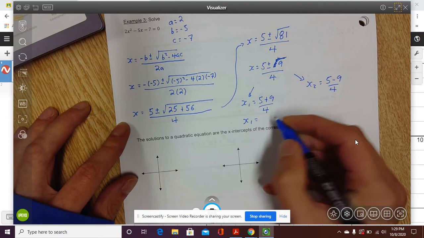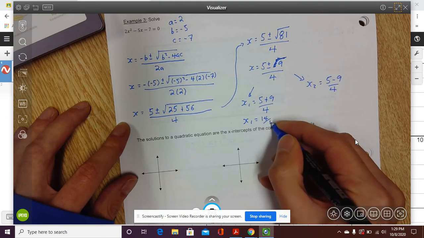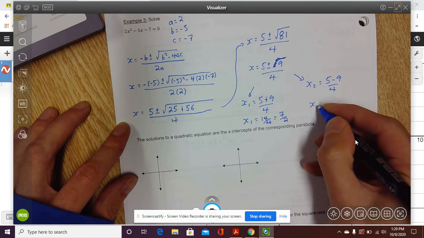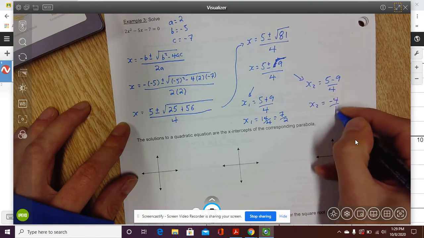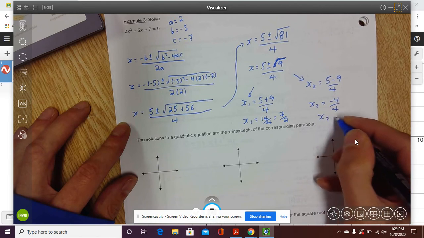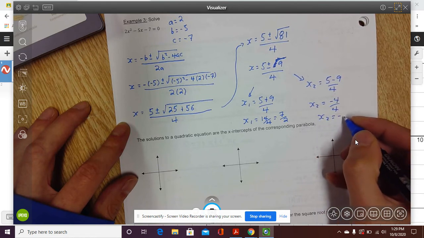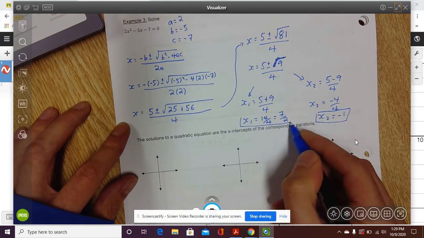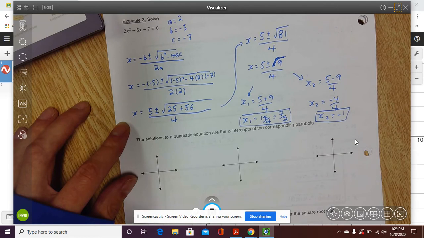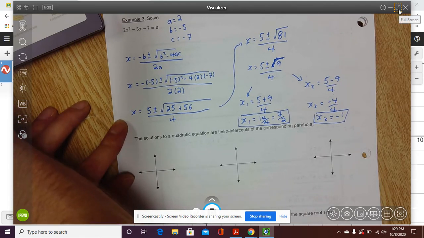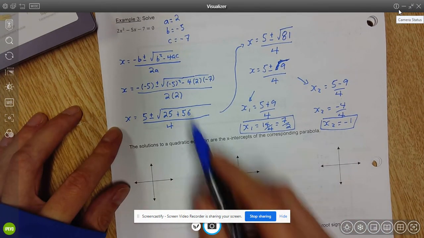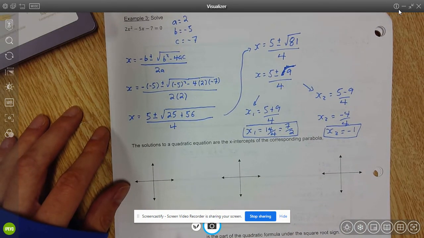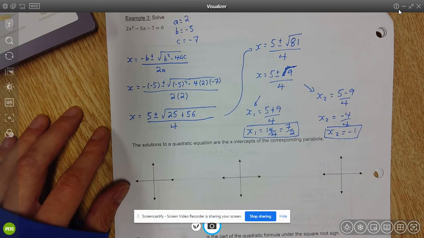So x1 equals 14 over 4. And if I reduce it, that's 7 over 2. And x2 equals -4 over 4. So x2 equals -1. Okay, so it's just another example of the quadratic formula. So again, this one I think I could have factored, but the quadratic formula will still work. And we'll talk about, I think in tomorrow's video lesson, when should I solve by factoring, when should I solve with the quadratic formula.